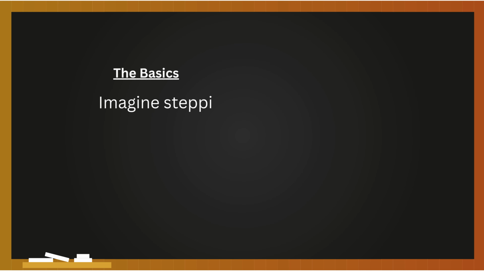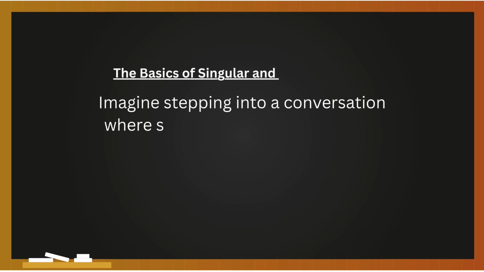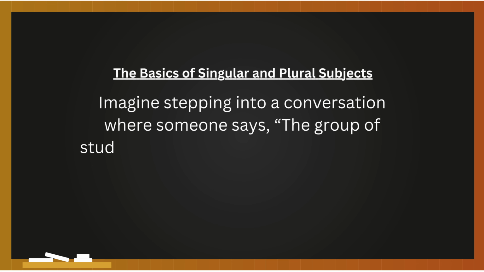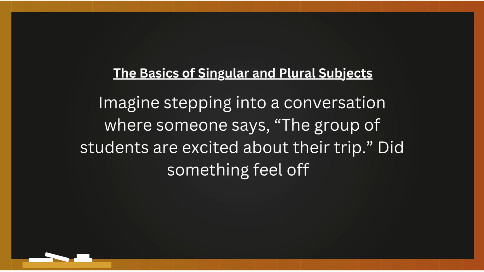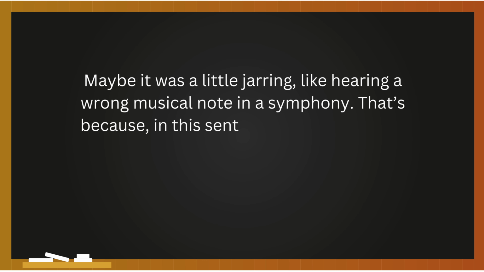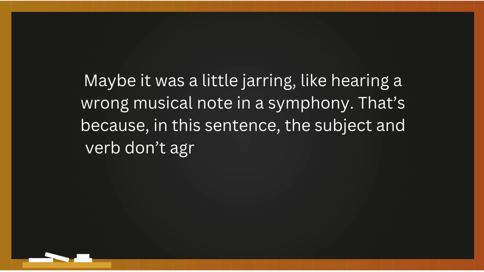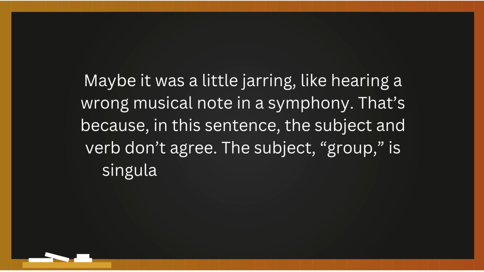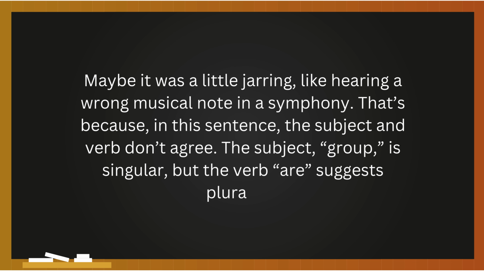The basics of singular and plural subjects. Imagine stepping into a conversation where someone says, "The group of students are excited about their trip." Did something feel off? Maybe it was a little jarring, like hearing a wrong musical note in a symphony. That's because, in this sentence, the subject and verb don't agree. The subject, group, is singular, but the verb are suggests plurality.